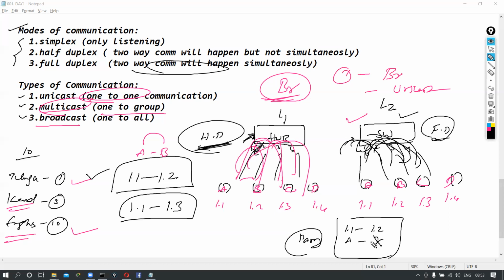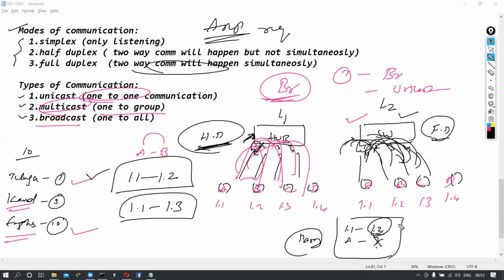So we need a way to fetch the destination MAC address. For that purpose, I need to ask everybody, who is 1.2 here? It will go to everybody, and who will respond? Only 1.2 will respond. How does it understand that I am asking for your MAC address? That is done by our protocol, Address Resolution Protocol. Clear now? That protocol will send the request packet to everybody: who is 1.2, give me your MAC address.